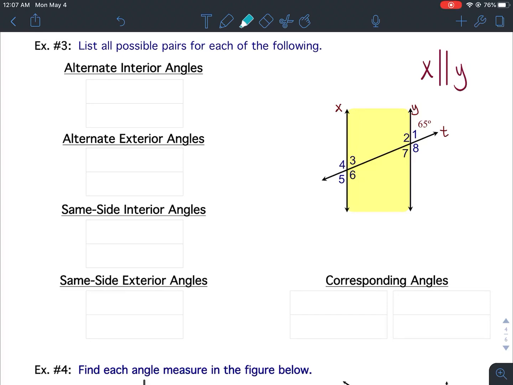Properties of angles, lesson 22 notes, example number 3. List all possible pairs for each of the following. Well, on the side here, if you look at this figure, we've got lines X and Y, which are parallel, and they are cut by a transversal T.